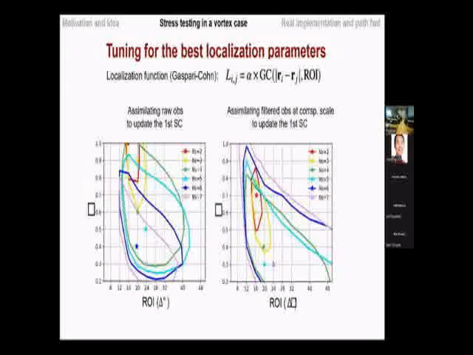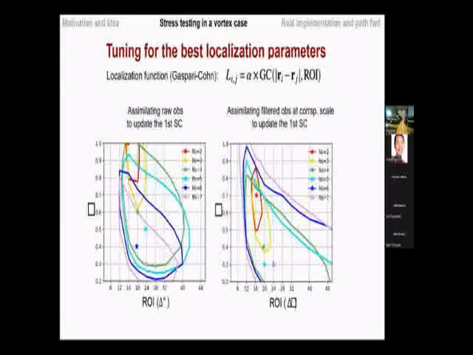It's okay. So a little bit of word on tuning and localization. This is a kind of practical or technical matter here. The localization function we use here is a Gaspari-Cohn function with respect to the ROI, which is the radius of influence. This is where the correlations are tapered to 0. And on top of the whole function, I multiply a constant alpha.